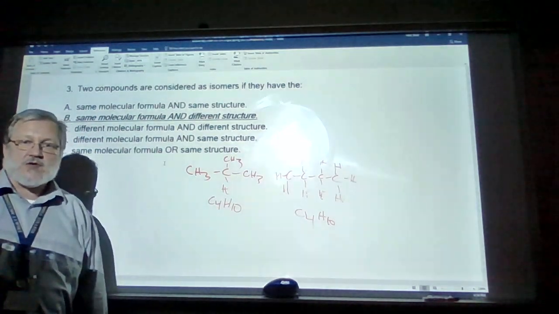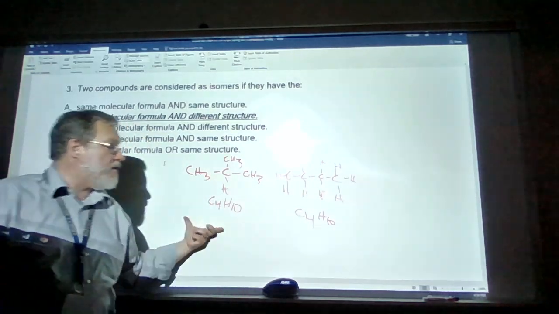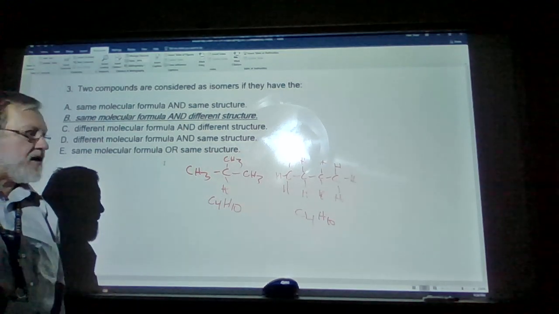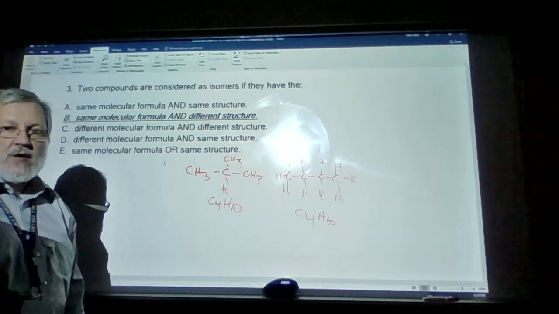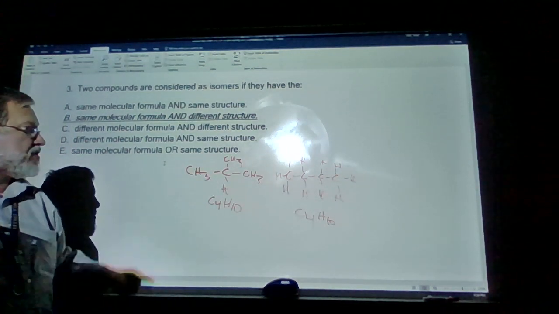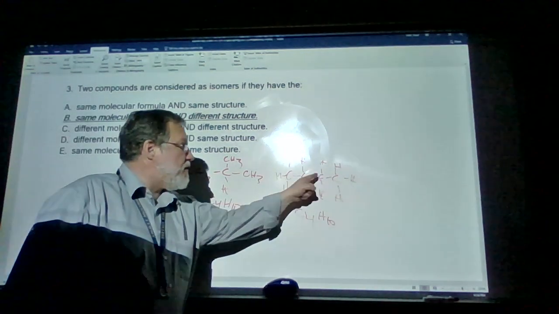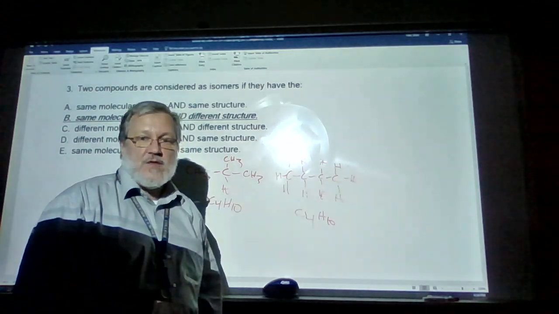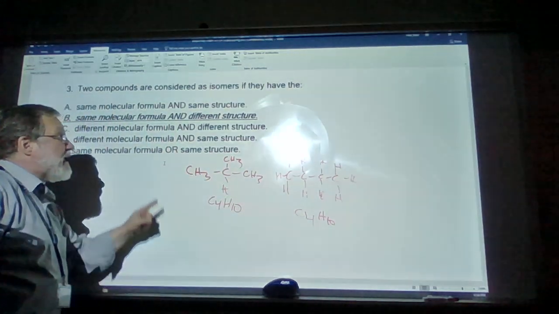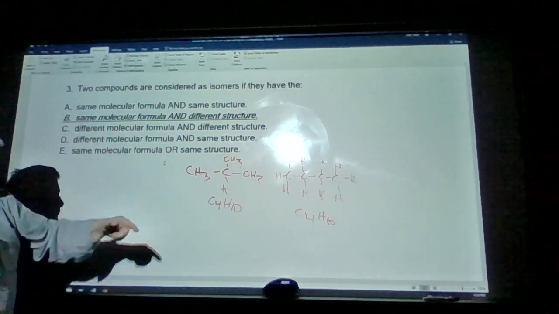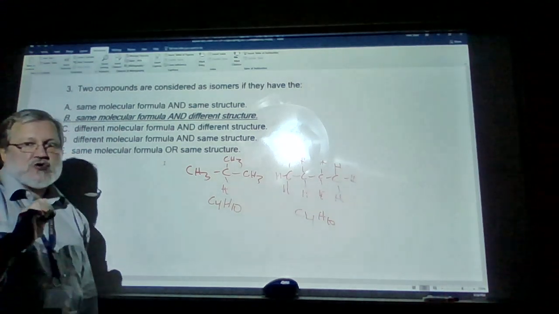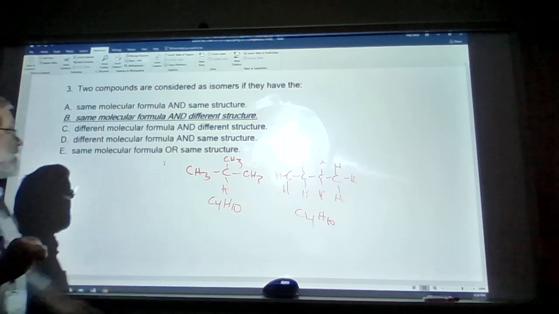Specifically, these are constitutional isomers. They have the same molecular formula, but differing connectivity between all the atoms. Here, we have 3 carbons linearly connected and a 4th carbon off the center of those 3 carbons. 1, 2, 3. Do we have only 3 carbons in a row? No, we have 4. So we have differing connectivity. Isomers are those that have the same molecular formula and different structures. Constitutional isomers are the specific example of that.